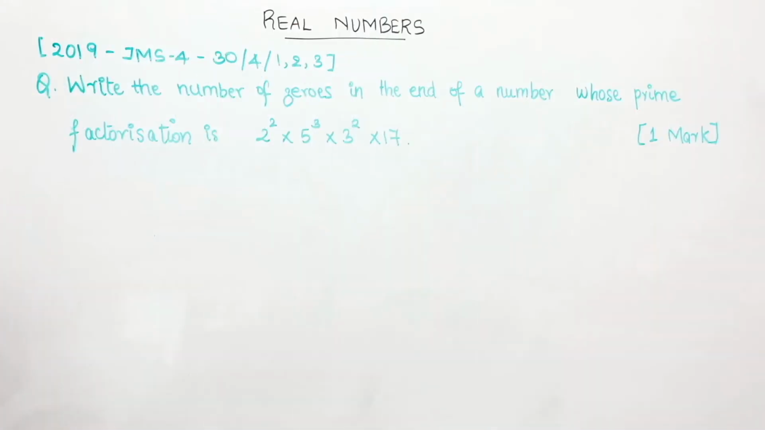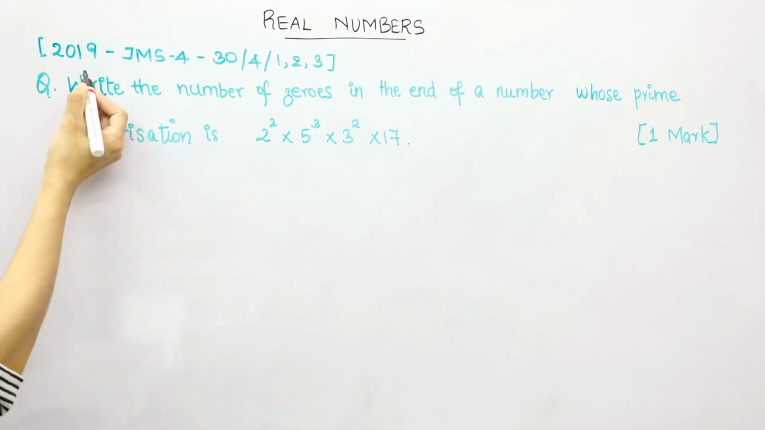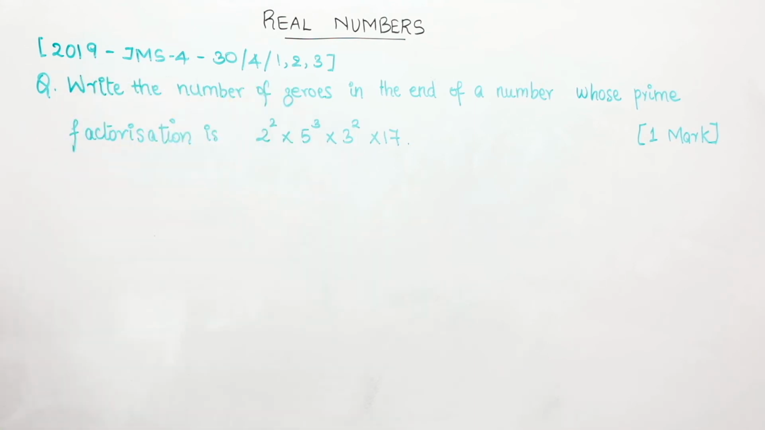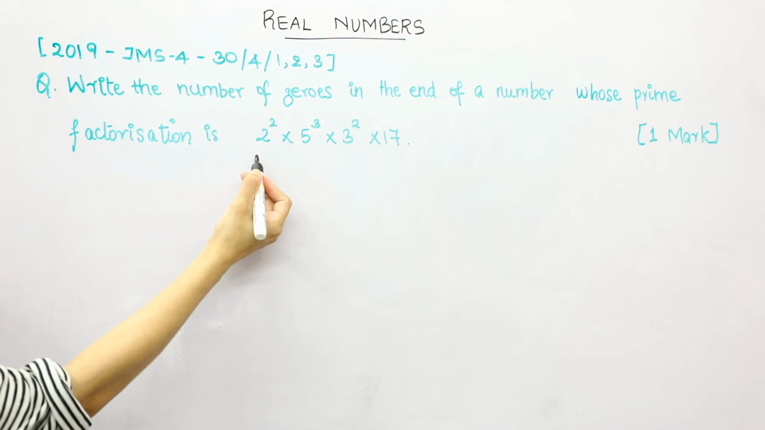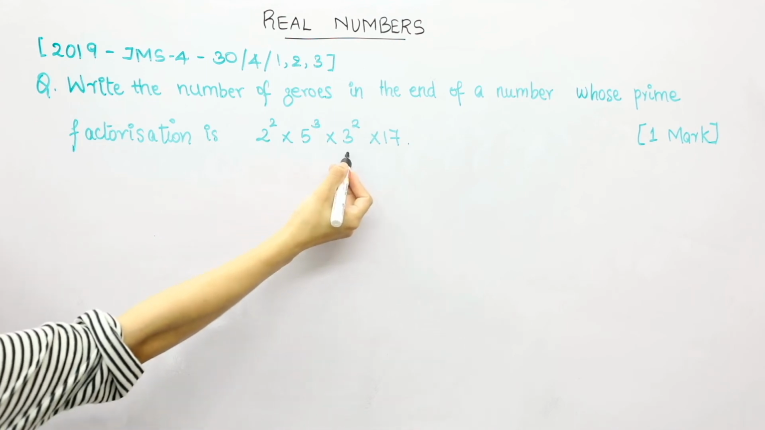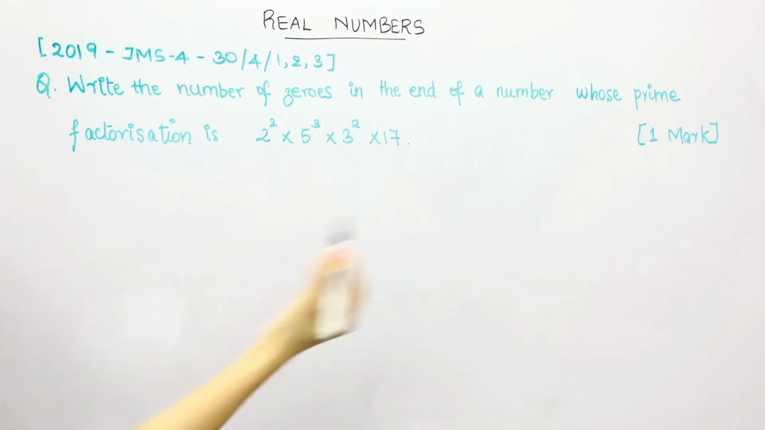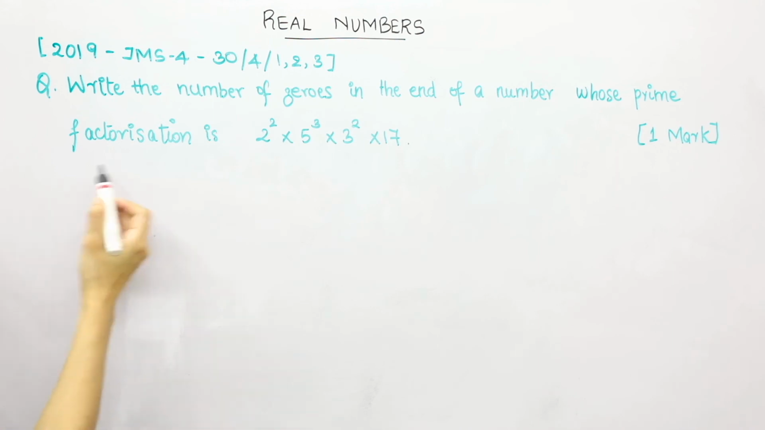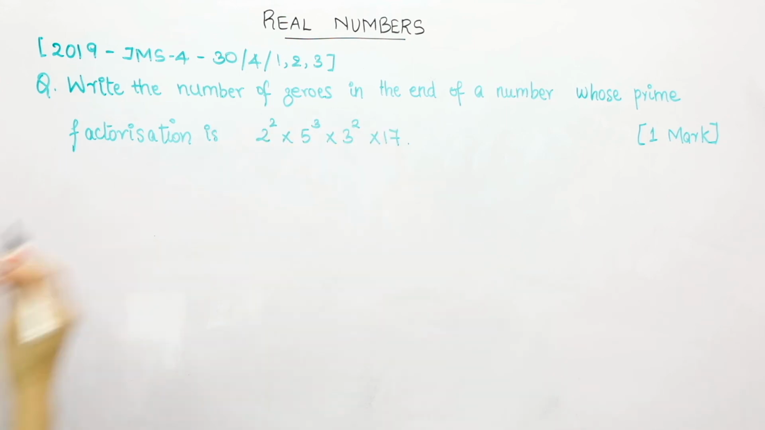The next question was also asked in 2019 for 1 mark. Series details have been provided for your reference. The question is, write the number of zeros in the end of a number whose prime factorization is 2 squared into 5 cubed into 3 squared into 17. It's a 1 mark question. So we've been given the prime factorization of a number and we have to find the number of zeros in the end of the number.